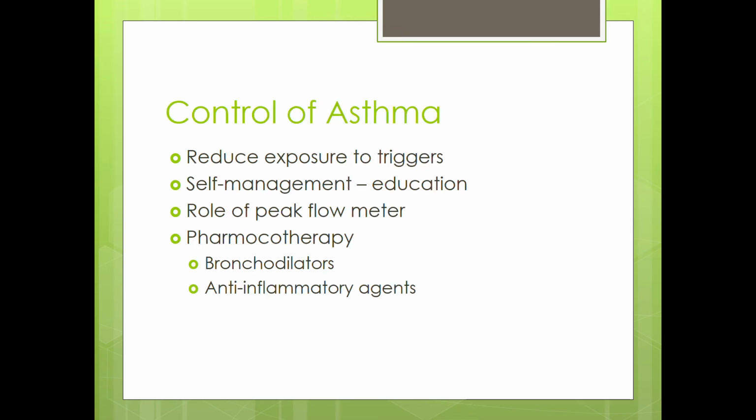So how do we control asthma? Asthma is basically elicited by an exposure to a trigger, and most commonly it's an environmental trigger, such as an allergy. We teach our patients a lot around self-management education with asthma, and one thing that you'll see on the study map chart I gave you is we'll talk a little bit around the role of a peak flow meter.